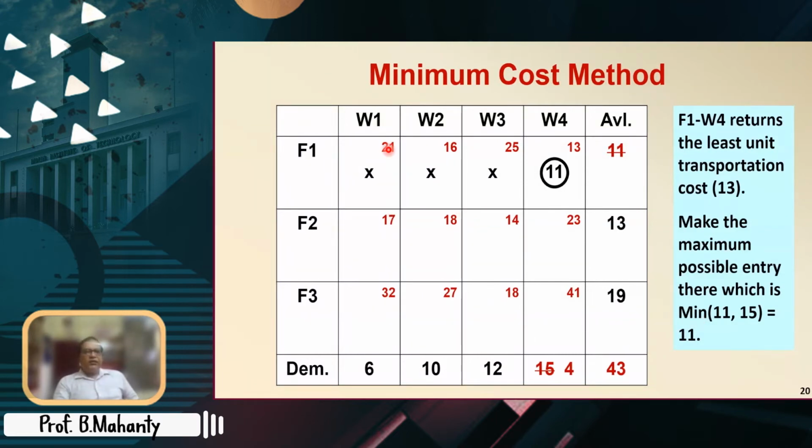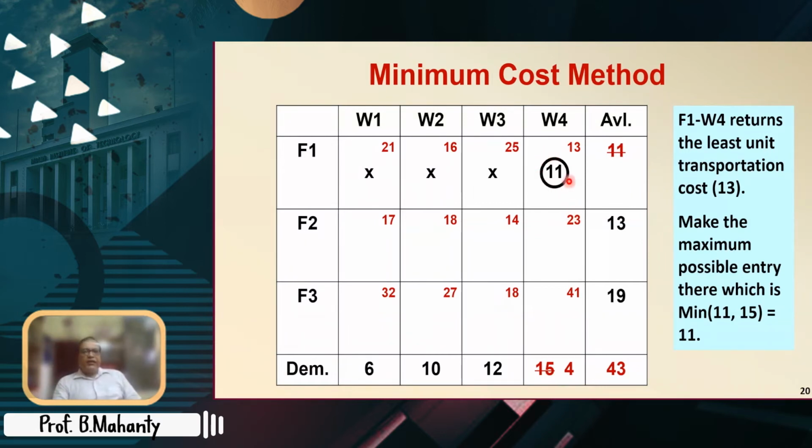So first of all, which one is the smallest cost here? Out of all the different costs, if you really look, the smallest possible cell is F1W4 in terms of costs. Is it not? The cost is only 13 per unit. So this is the smallest cell and we try to make some entry there. So we see that the row wise total is 11, column wise total is 15. That means only an entry of 11 can be made there.